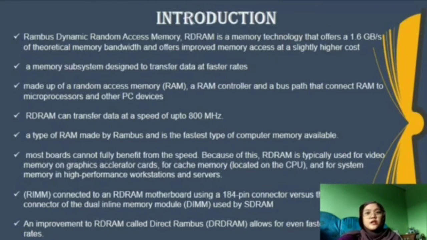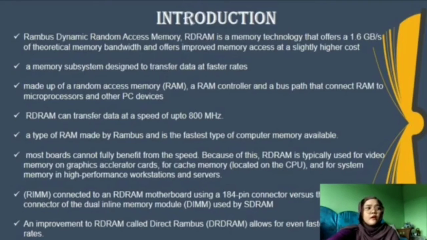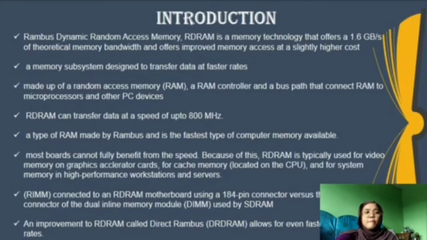The next point: the RAM is connected to an RDRAM motherboard using a 184-pin connector, versus the 168-pin connector of the dual inline memory module, which is DIMM, used for SDRAM. The last point for the introduction: an improvement to RDRAM called Direct Rambus, which is DRDRAM. It allows for even faster data transfer rates.